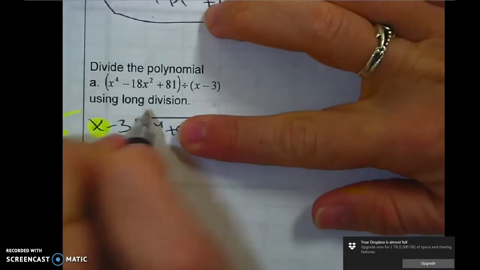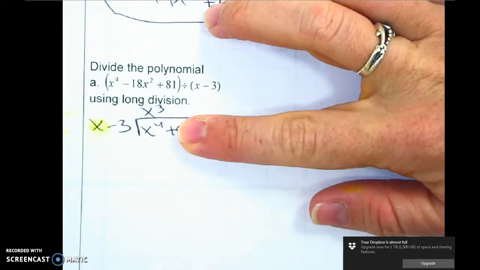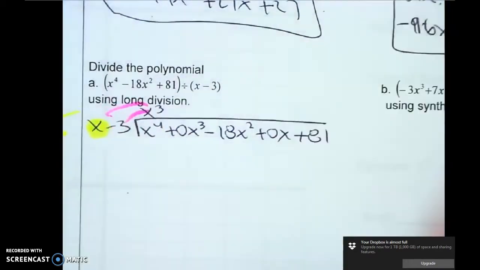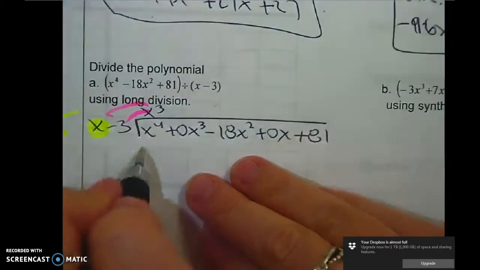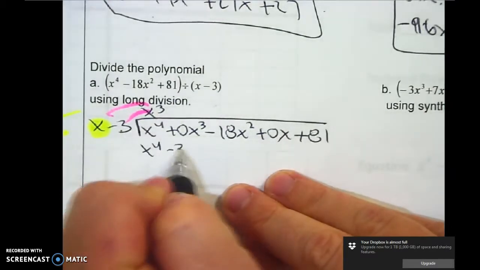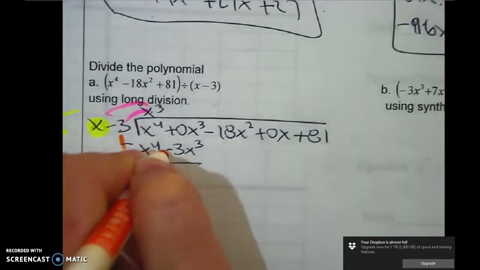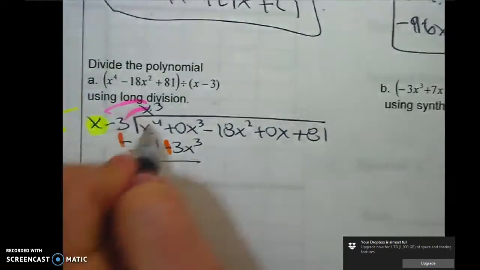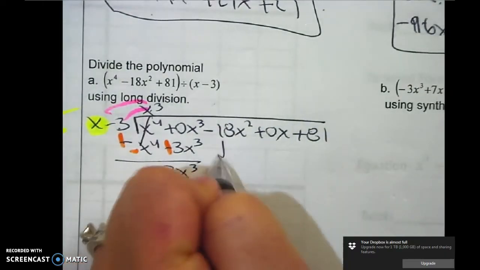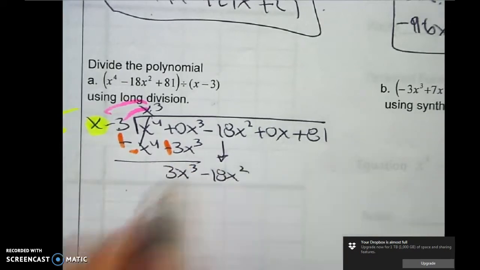So x goes into x to the fourth, x cubed, and then you multiply, multiply. X times x cubed is x to the fourth minus 3x cubed. Subtract. Change the signs of everything to the right. That has to be gone. 3x cubed, bring down negative 18x squared.